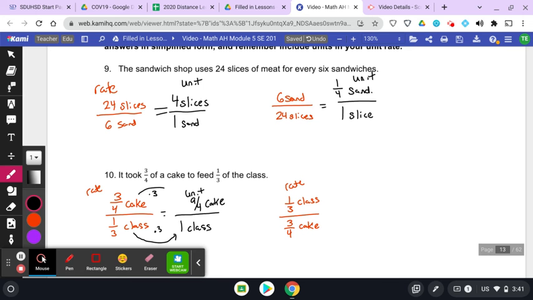Okay. Over here, I'm trying to get to 1 cake is going to feed how much of the class? So here I know to go from 3/4 to 1, I have to multiply by 4/3. I get 4/9 of the class is fed by 1 cake. Okay, I realize that these are reciprocal. 9/4 of a cake per class. 4/9 of a class is fed by a cake.